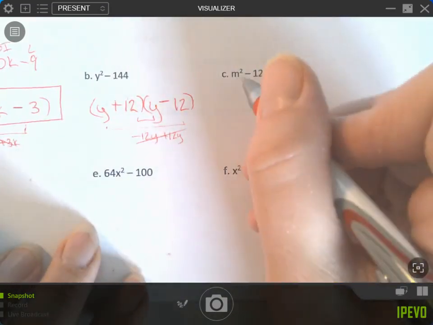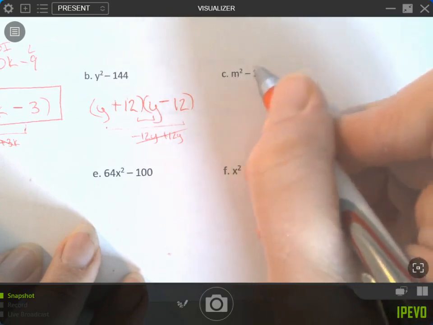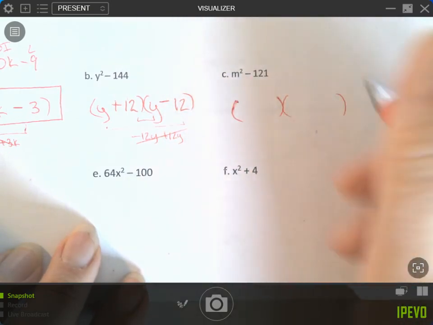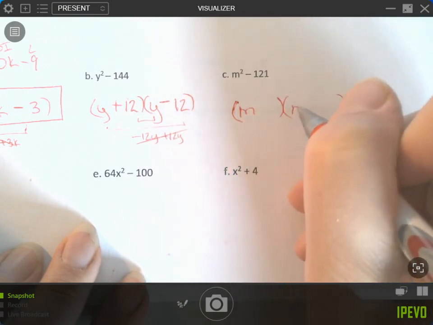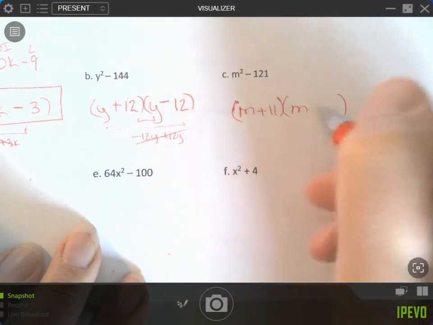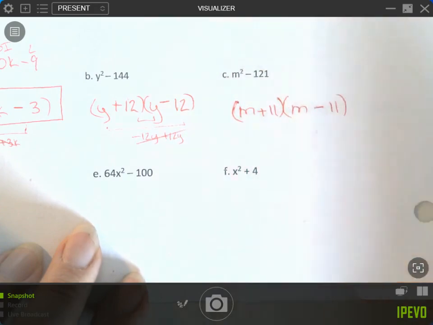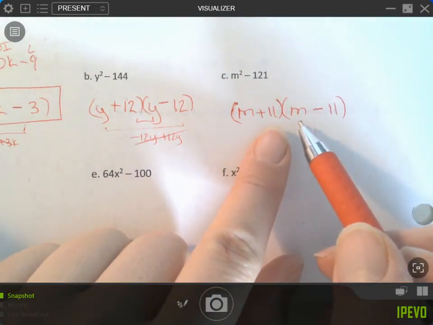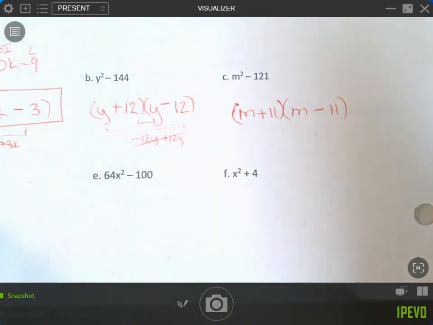11. What you need to catch is m times m and 11 times 11. Now, I need a negative 121. That's what's different. M times m, one positive and one negative. There's the negative 11m that's going to cancel with the positive. So always double check yourself.